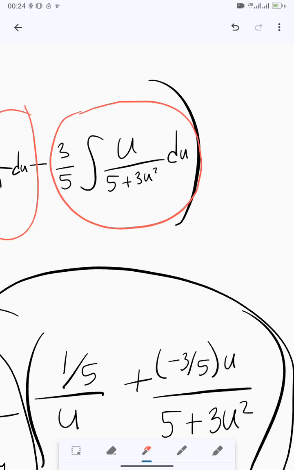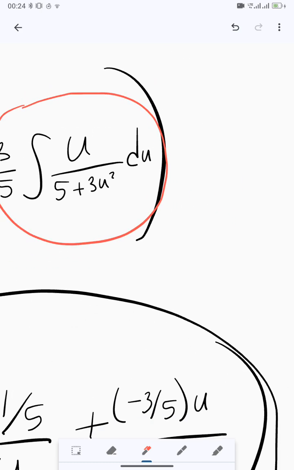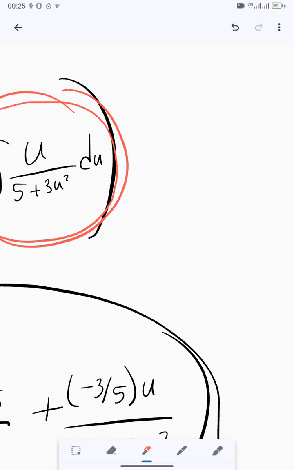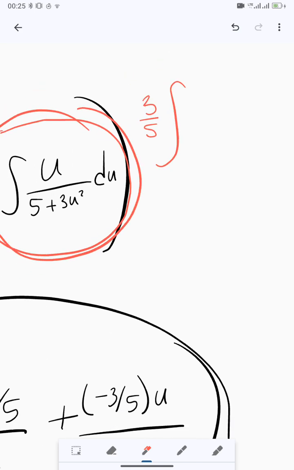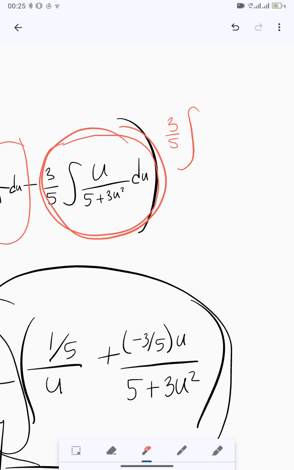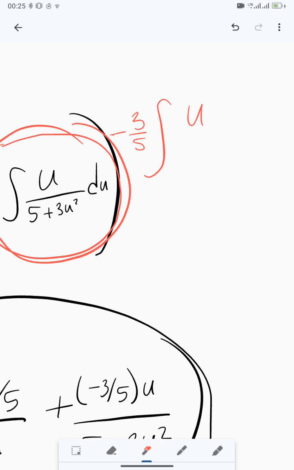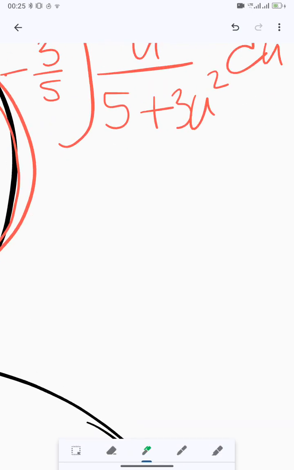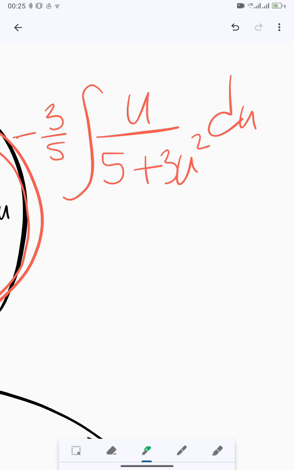So if you look at this part, I'm going to rewrite it alone. I have 3 over 5 outside. Then inside the integral, I still have negative here, and then I have u over 5 plus 3u squared du. How can you integrate this type of question? I think we are still going to apply u substitution.